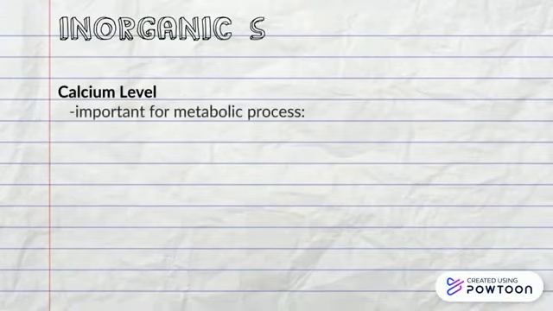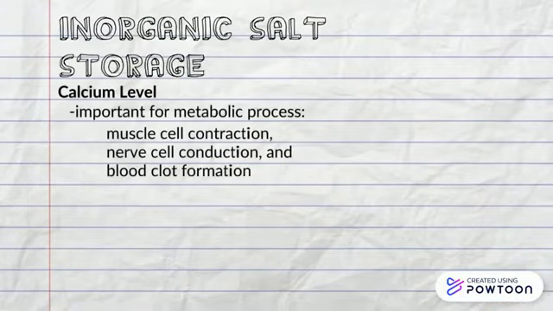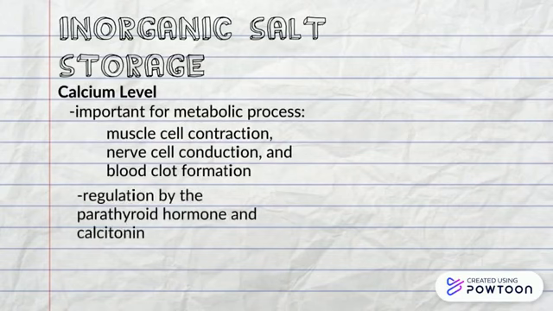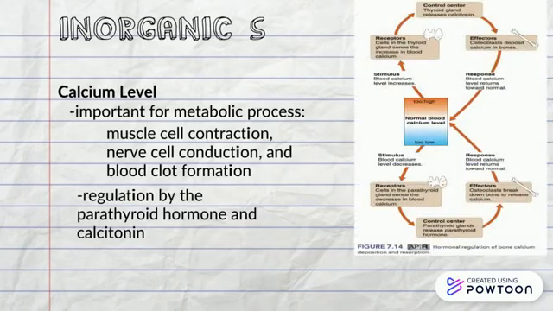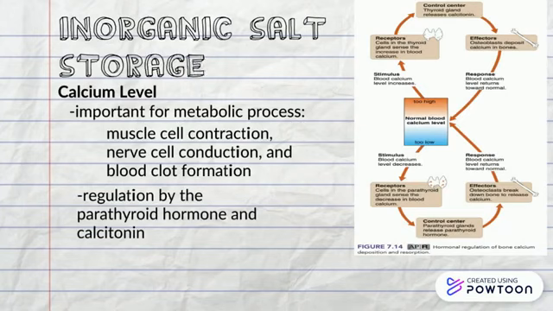Calcium is required for important metabolic processes such as muscle cell construction, nerve cell conduction, and blood clot formation. It is also regulated by the parathyroid hormone and calcitonin. When calcium levels are low in the blood, parathyroid hormones stimulate osteoclasts to break down bone tissue to release calcium in the blood. When calcium levels are high in the blood, calcitonin stimulate osteoblasts to form bone tissue to store excess calcium.